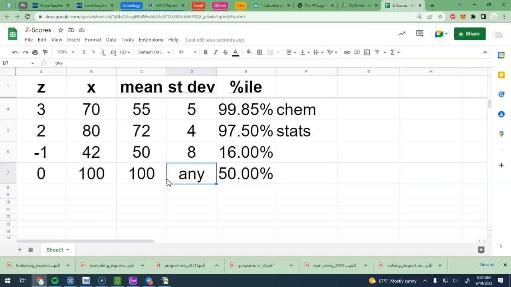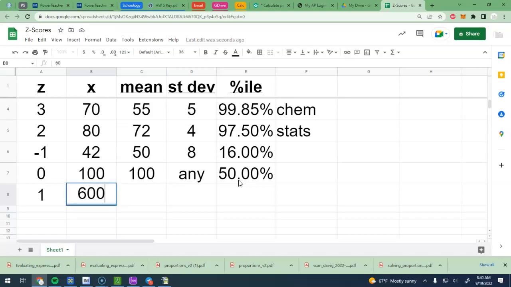The question would probably be something like, if the z-score is 0, the standard deviation is irrelevant, true or false. Something like that. Alright, let's say z-score is 1. X bar is 600. Standard deviation is 50. Can you fill in the other two things?